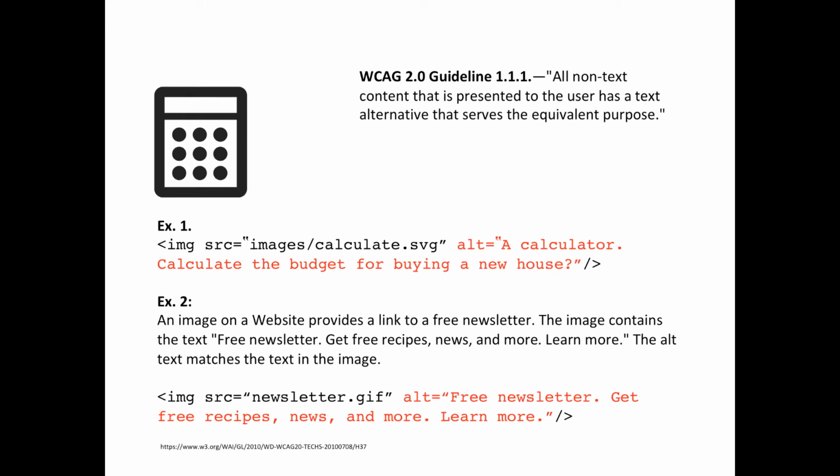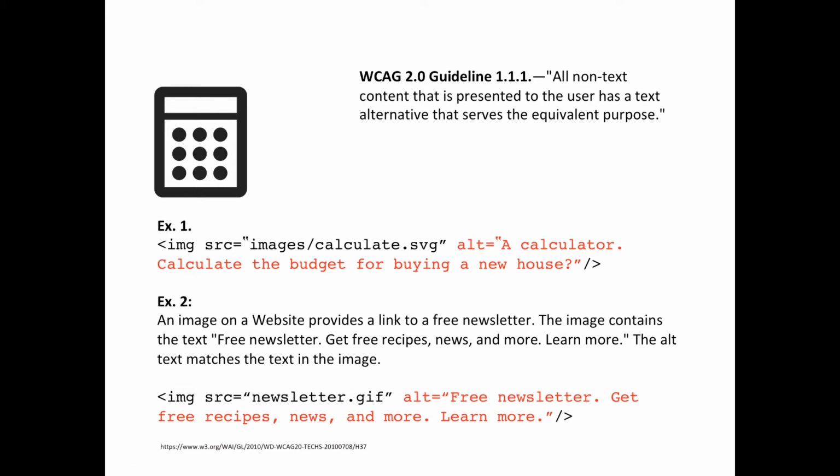So from the WCAG 2.0 guidelines, all non-text content that is presented to the user has a text alternative that serves an equivalent purpose. So I've got my example here. Here's my calculator icon. A calculator, calculate the budget for buying a new house. So if you're using that, what is that icon for? That's not just "calculator, done, alt, calculator icon." You can have a little bit more description based on the use in your site.